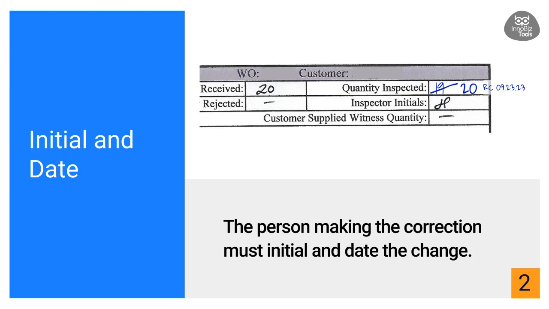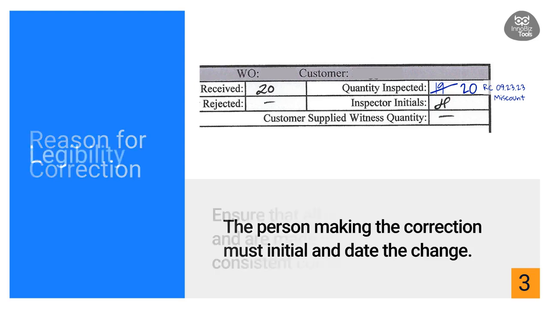3. Reason for correction. Alongside the corrected entry, it's important to clearly document the reason for the correction. This explanation provides context to the correction, helping auditors and inspectors understand why the change was necessary. A concise but informative reason statement is invaluable for maintaining transparency and compliance.